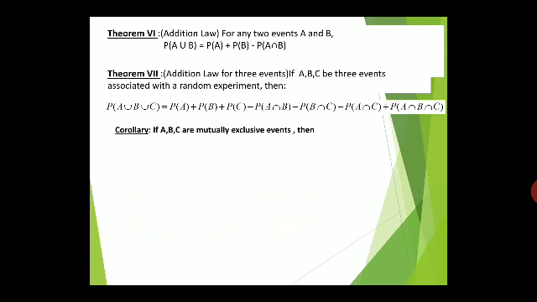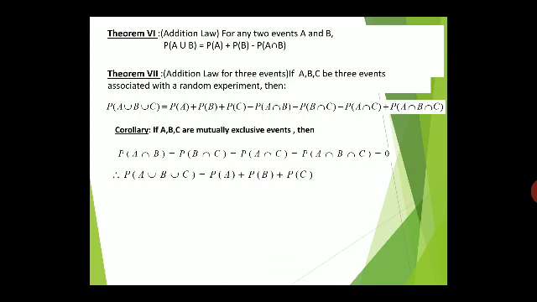Corollary: if A, B, C are mutually exclusive events, then probability of A intersection B is equal to probability of B intersection C is equal to probability of A intersection C is equal to probability of A intersection B intersection C is equal to 0, and probability of A union B union C is equal to P(A) plus P(B) plus P(C).